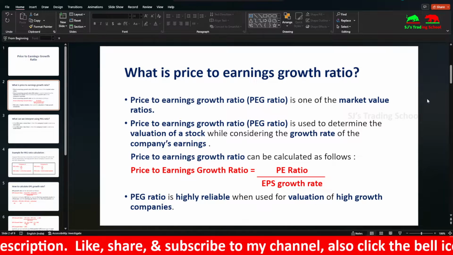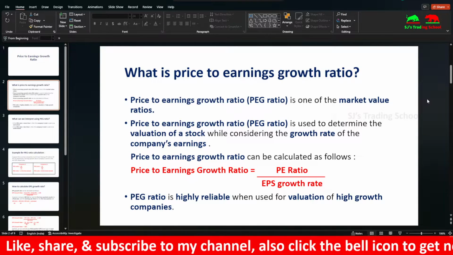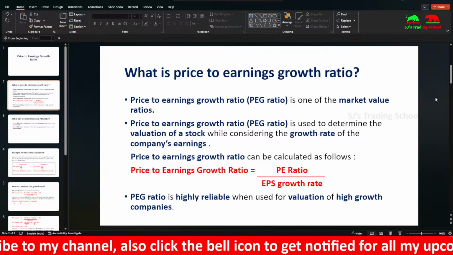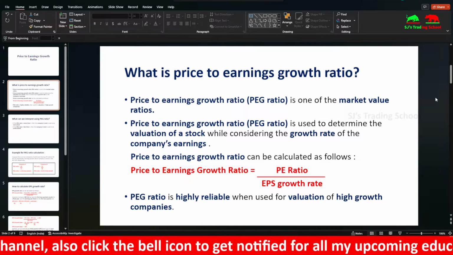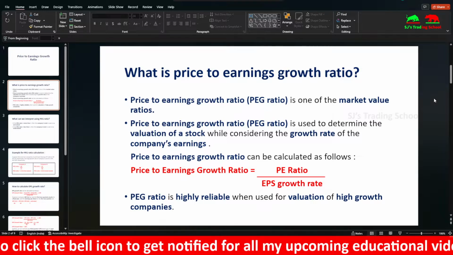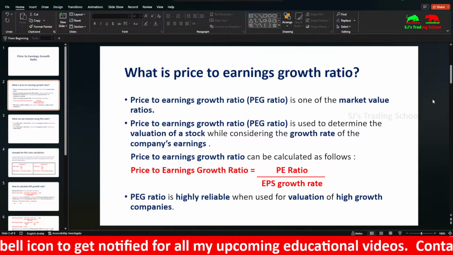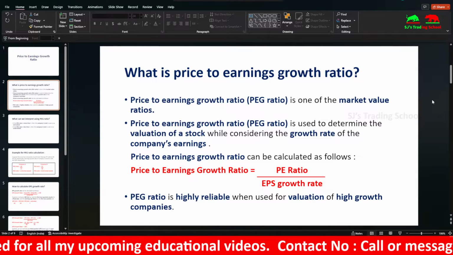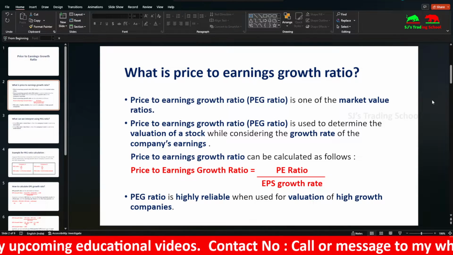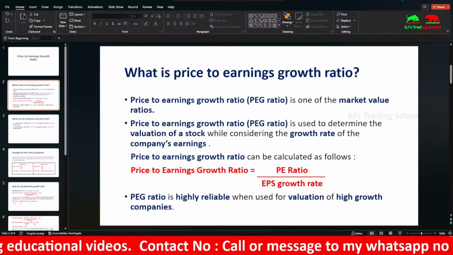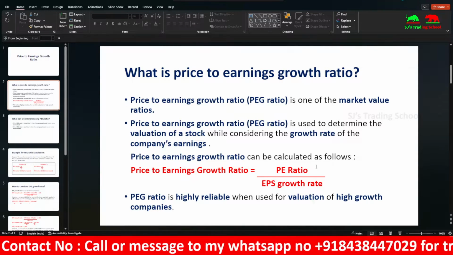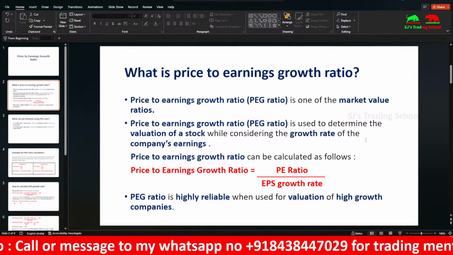It is used to determine the valuation of the stock while considering the growth rate of the company's earnings. So the difference between the PE and PEG ratio is that the PE ratio only considers the EPS value, whereas the PEG ratio considers the growth rate of the EPS, earnings per share. So it considers the growth rate of the company's earnings. This is the formula for the price to earnings growth ratio, that is the PEG ratio: PE ratio divided by EPS growth rate.